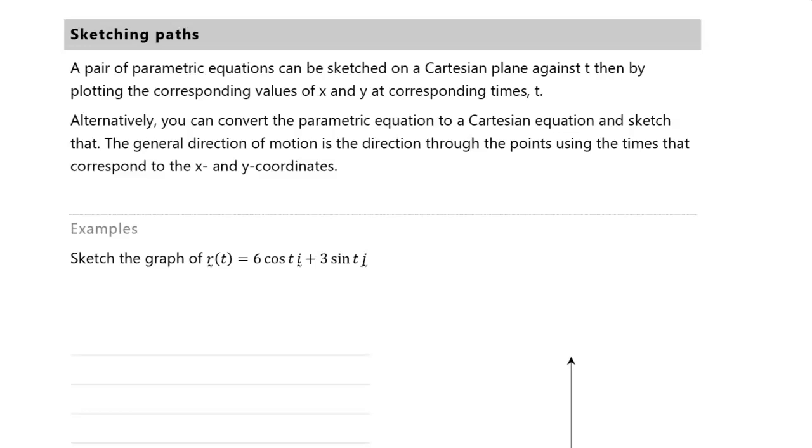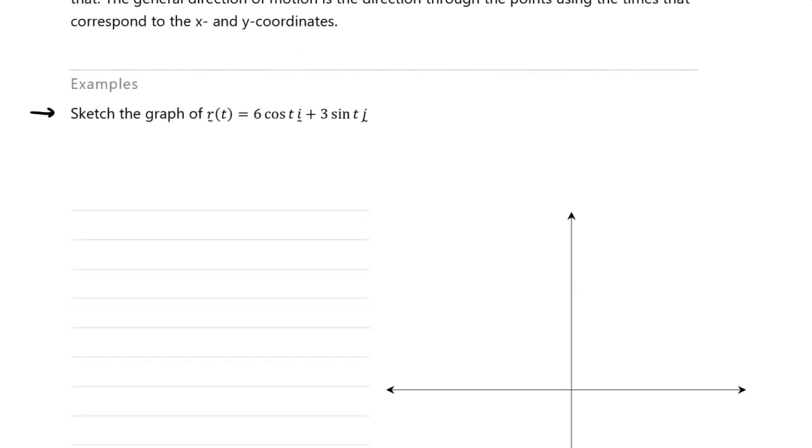What you could do is, you'll notice we've got something here and a position vector r of t. You could substitute in values of t and then find the corresponding values of x and y. Or you could convert the parametric equations into a Cartesian equation and sketch that. It's really important to note though, the direction of motion needs to be noted. So we're going to be sketching graphs like we've done in the past, but we're going to have arrows to indicate the direction of motion. So let's have a little look at this first example.